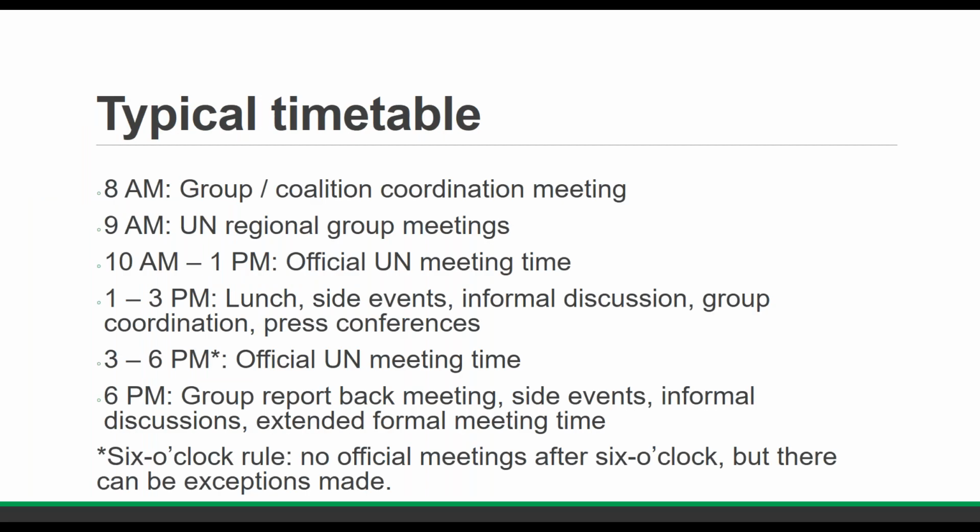Some of the typical timetables are 8 a.m. to 9 a.m., when you have group and coalition coordination meetings. The Women and Gender constituency, for example, has an 8 a.m. strategy meeting, which we follow up at 9 a.m. with an open women's caucus. But at the same time, parties and groups of parties are meeting, UN regional groups are meeting, and from 10 to 1, you have the official UN meeting time. So this is officially when the different bodies are aimed to meet. From 1 to 3 is supposed to be official lunchtime, if you will, but it's not lunchtime.